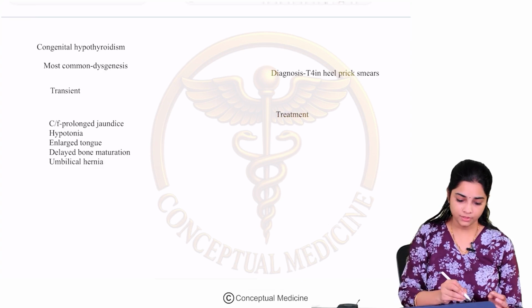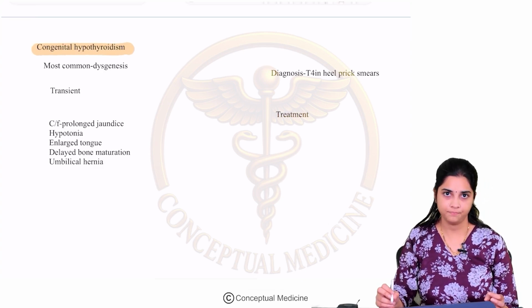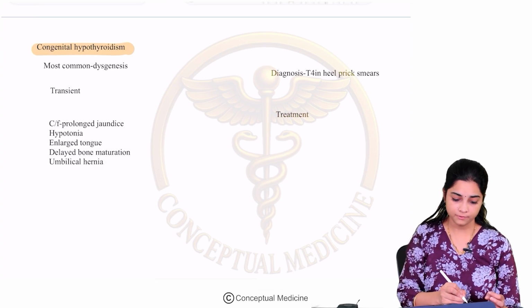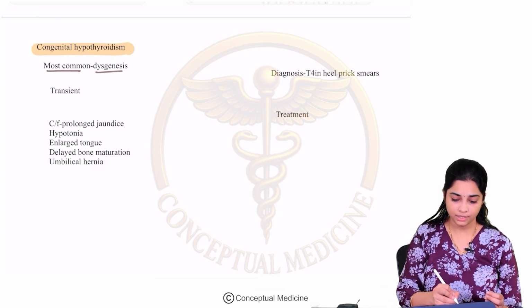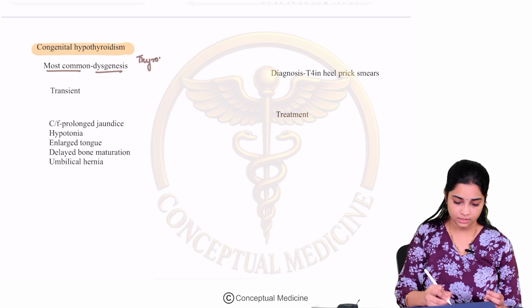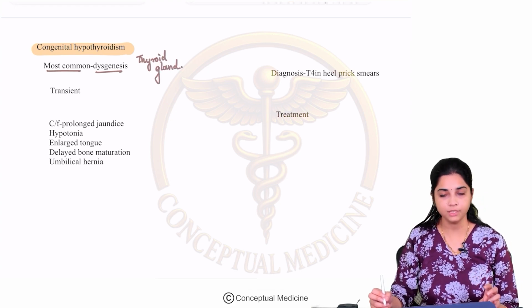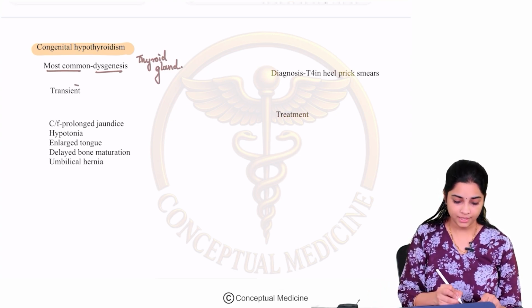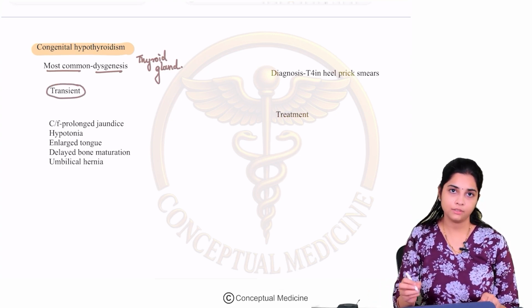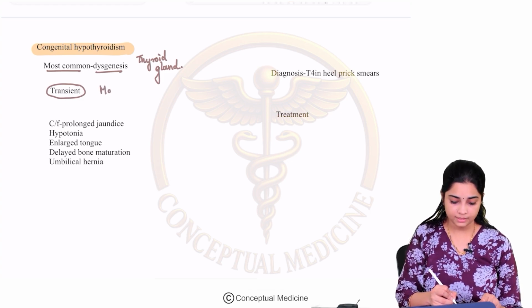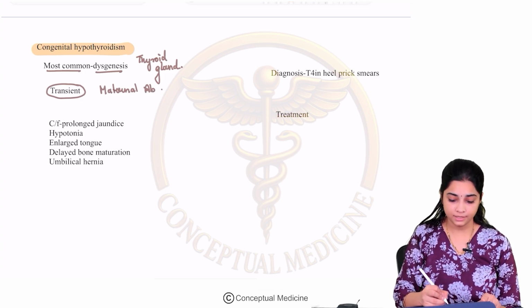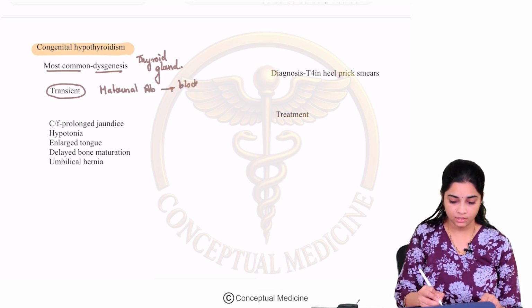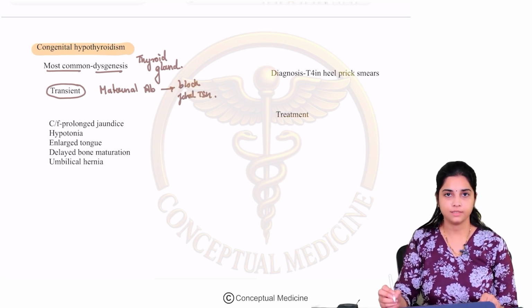Fine. Now let us look at the most important types of hypothyroidism. First, we will be starting off with congenital hypothyroidism. The most common cause of congenital hypothyroidism is thyroid gland dysgenesis, where the thyroid gland itself is not formed properly. Then many a time there can be transient hypothyroidism because of maternal antibodies that block fetal TSH secretion. So this can be transient.